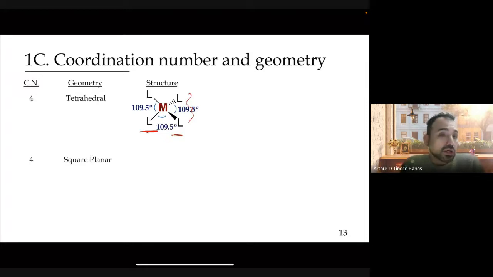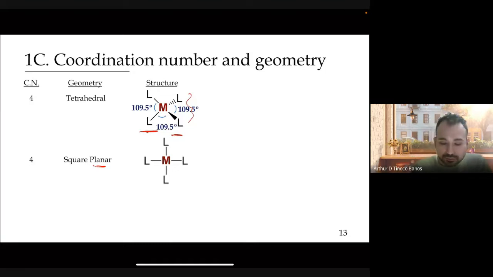And so then what's the difference? What does square planar mean? Well, as the name implies, it is going to be a planar structure. So let's look at that structure. And so here we have that structure represented, where we have all those ligands bonded to the metal on the plane of your screen.